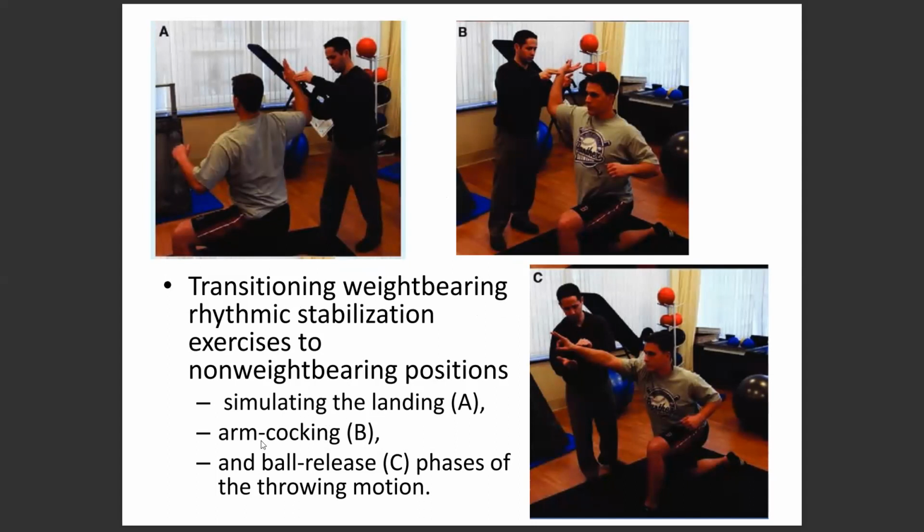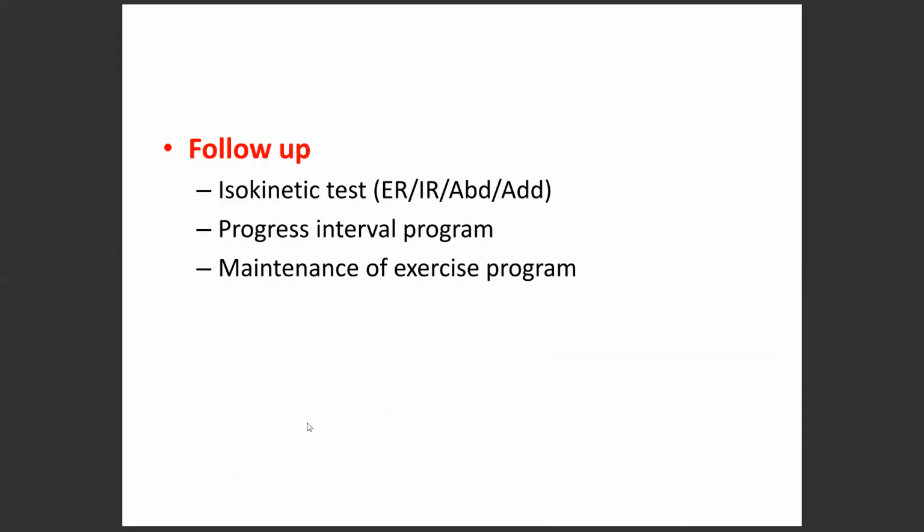Simulating the landing and arm cocking. These are the arm cocking simulation. And ball release. These are the ball release simulation of the throwing motion. As we know, there are six phases of throwing. So this is the wind up. This is then the early cocking, late cocking, acceleration, deceleration, and then the ball release. So this is the simulation of the ball release, and these are the arm cocking simulation, and these exercises should be started.